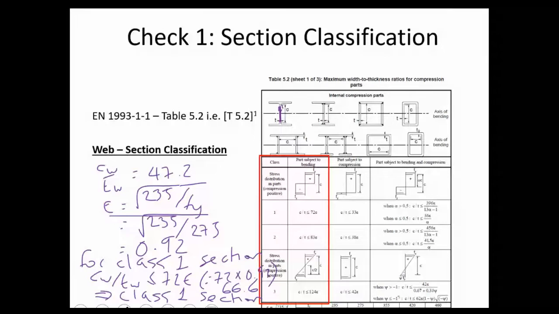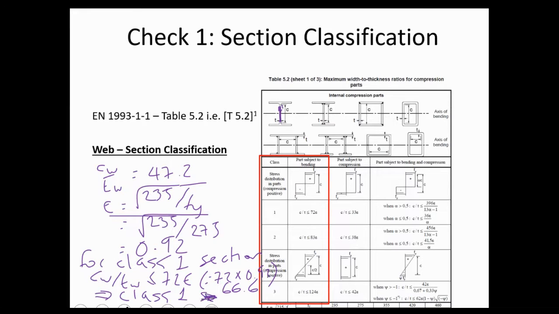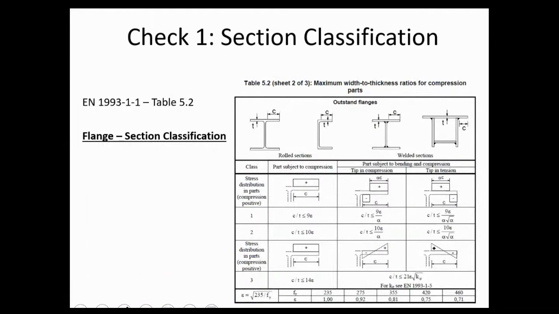So it's a class one, sorry, not section, it's a class one web. Then we have to look at the flange. Similar, we have to look at the unstiffened length of the flange, which is this part here that we're looking at. So we had worked out for our section that CF divided by TF, that ratio from the blue book, was 5.57.